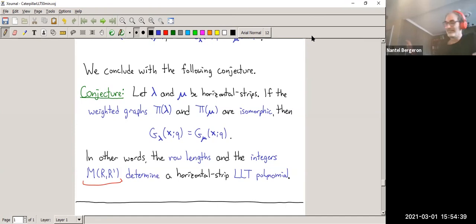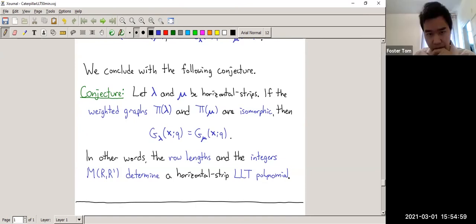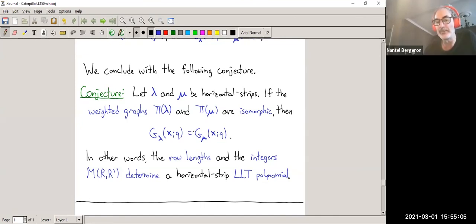I was wondering about your conjecture, the one you just mentioned at the end. You essentially say it's a necessary condition to be LLT equivalent. Do you think it will be sufficient? Do you think that if they have different graphs, they will have different LLT?